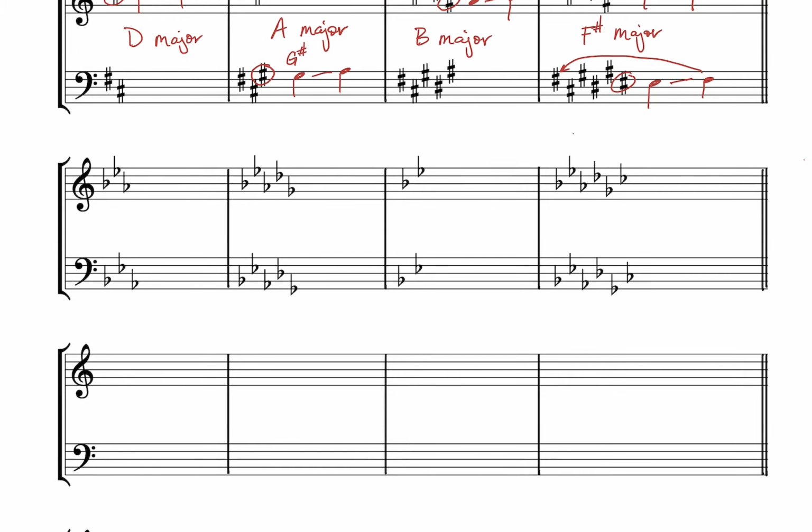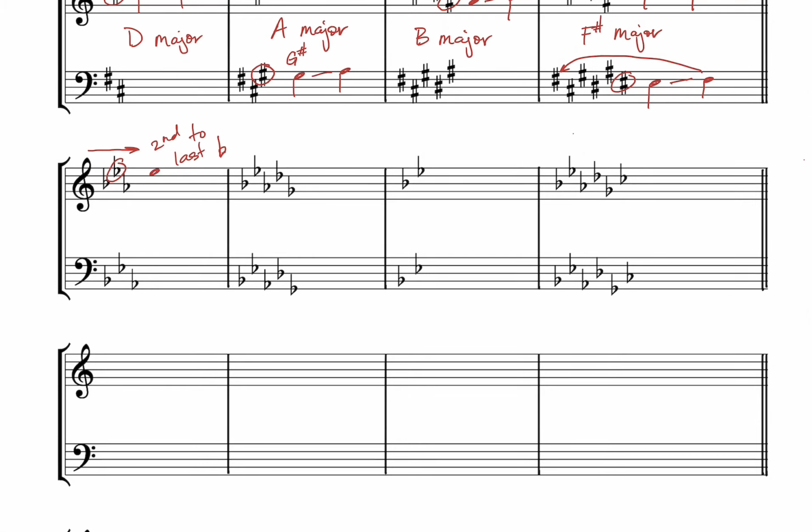Once again, reading the sharps, or in this case the flats, from left to right, we now are going to identify the second to last flat. Second to last flat. That's supposed to be a flat there. Once you've identified the second to last flat, you've found the name of the key.